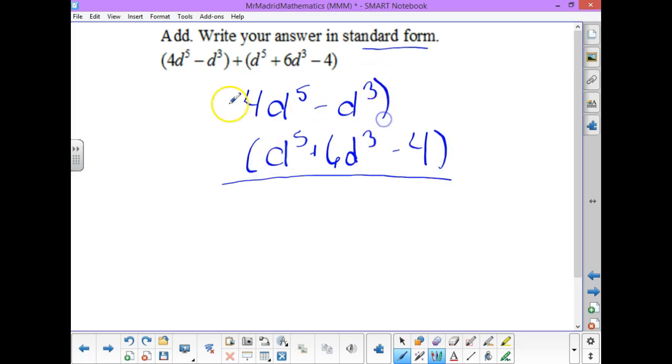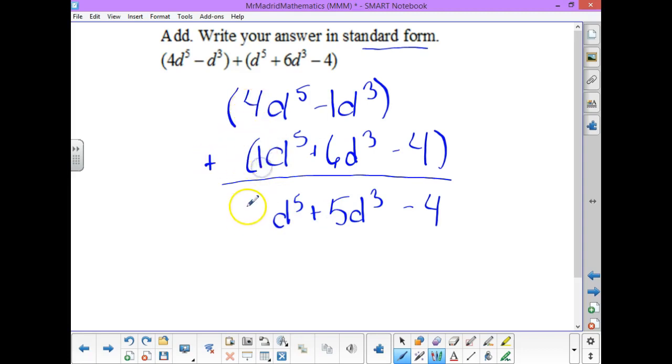Parentheses, no parentheses. Again, the big thing here is, can you line up the like terms? If you do, it makes your life easier, so then all I do is just add down. Here I have essentially a minus 1 plus 6, so I've got 5 d cubed, and then here I know I'm going to have a d to the 5th. Okay, so now I just take the 4 plus this invisible 1 here, and I've got a 5.